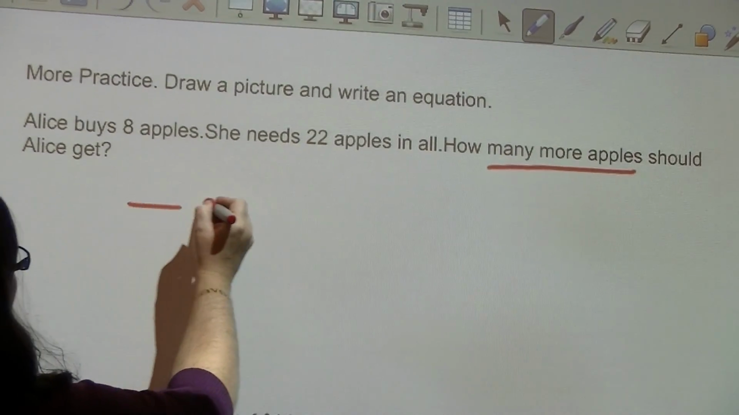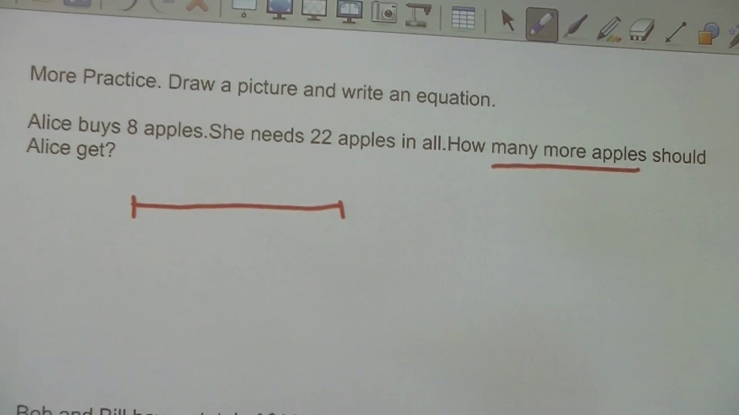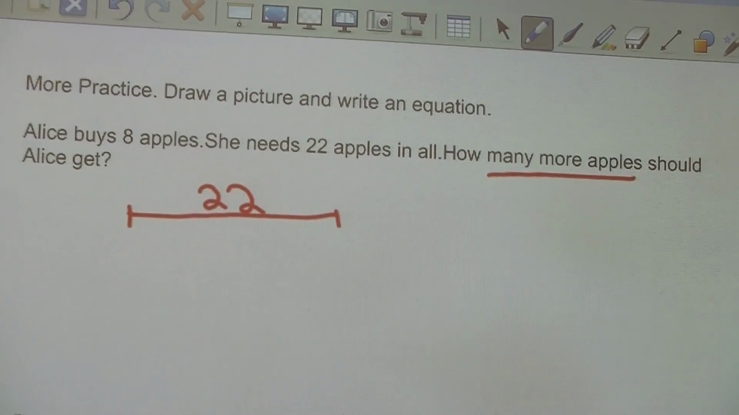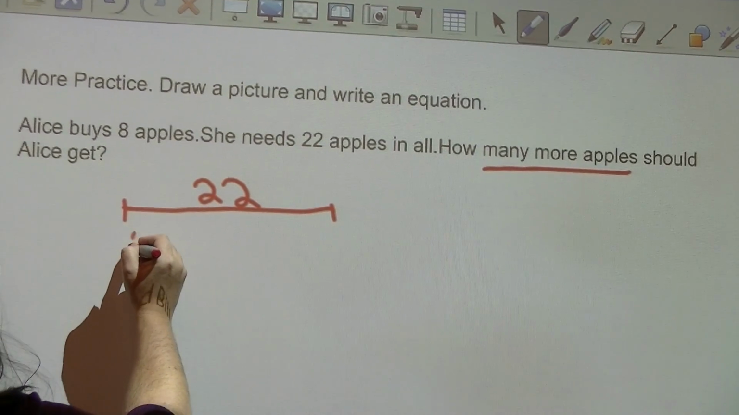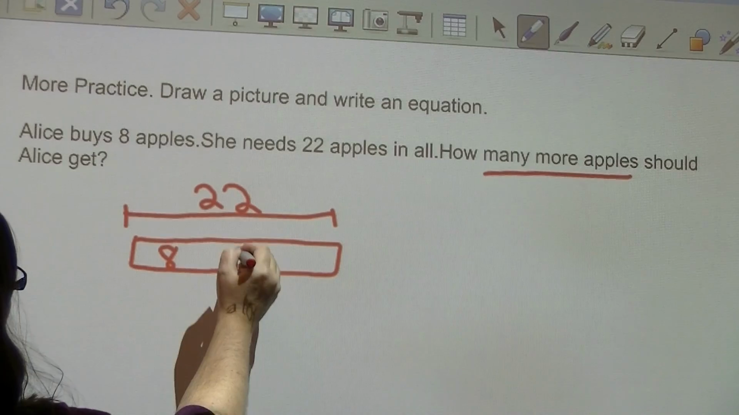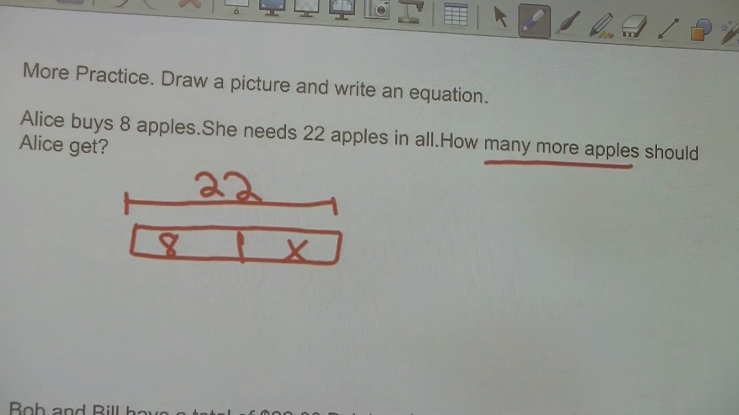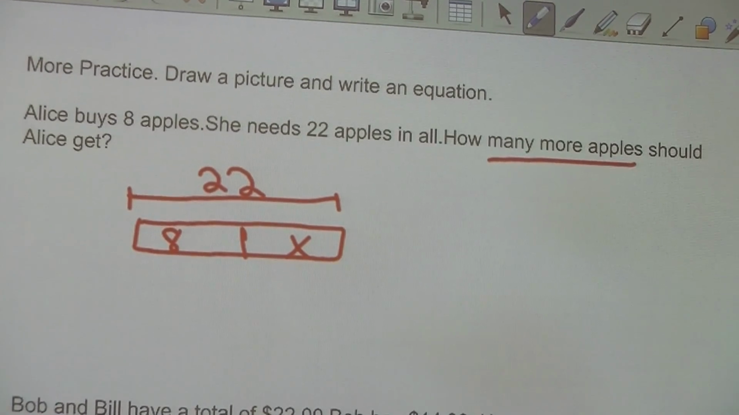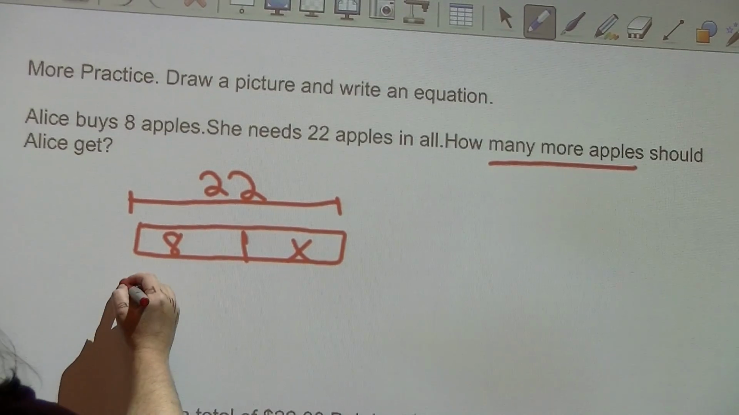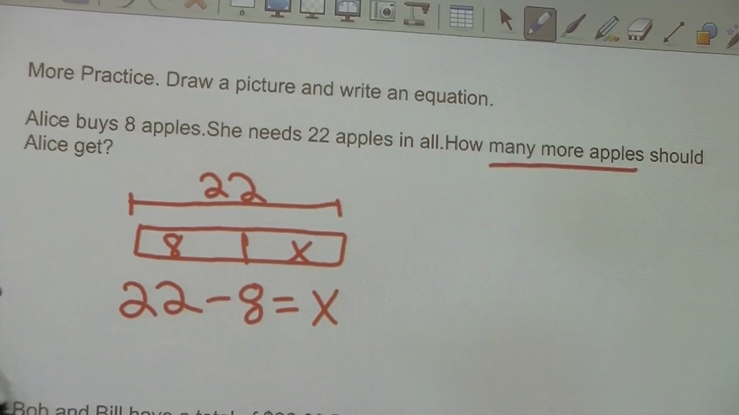Let's draw our picture. So we're going to draw a line. What do we know? What's the total? 22. Good. 22 is the total. How many does she have? Good. 8. So let's draw our box at the bottom. We know there is 8 that she's already bought, and then we have to figure out the rest, which is x. Okay, when we're looking for how many more, what operation do we need to use? Good, subtraction. So we're going to do 22 take away 8 is going to equal our x.